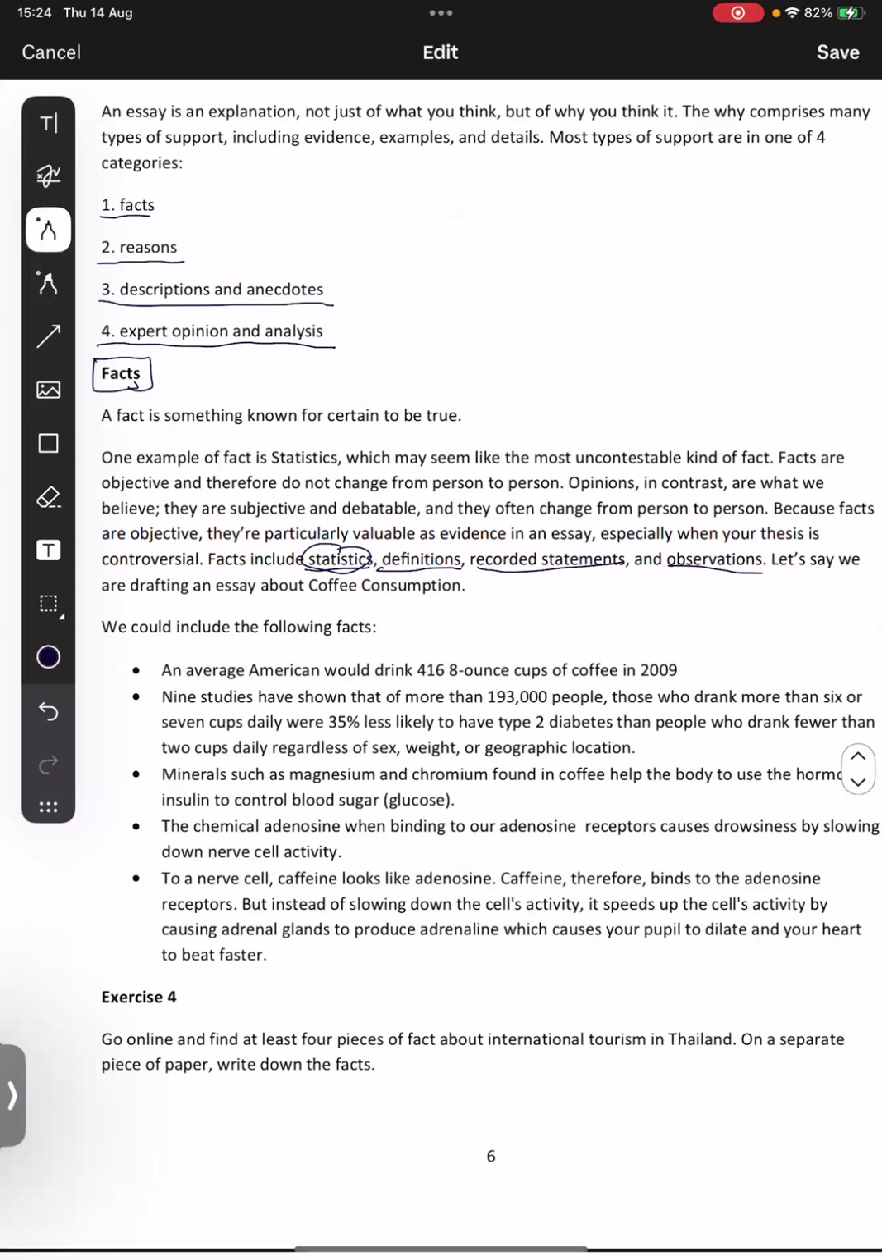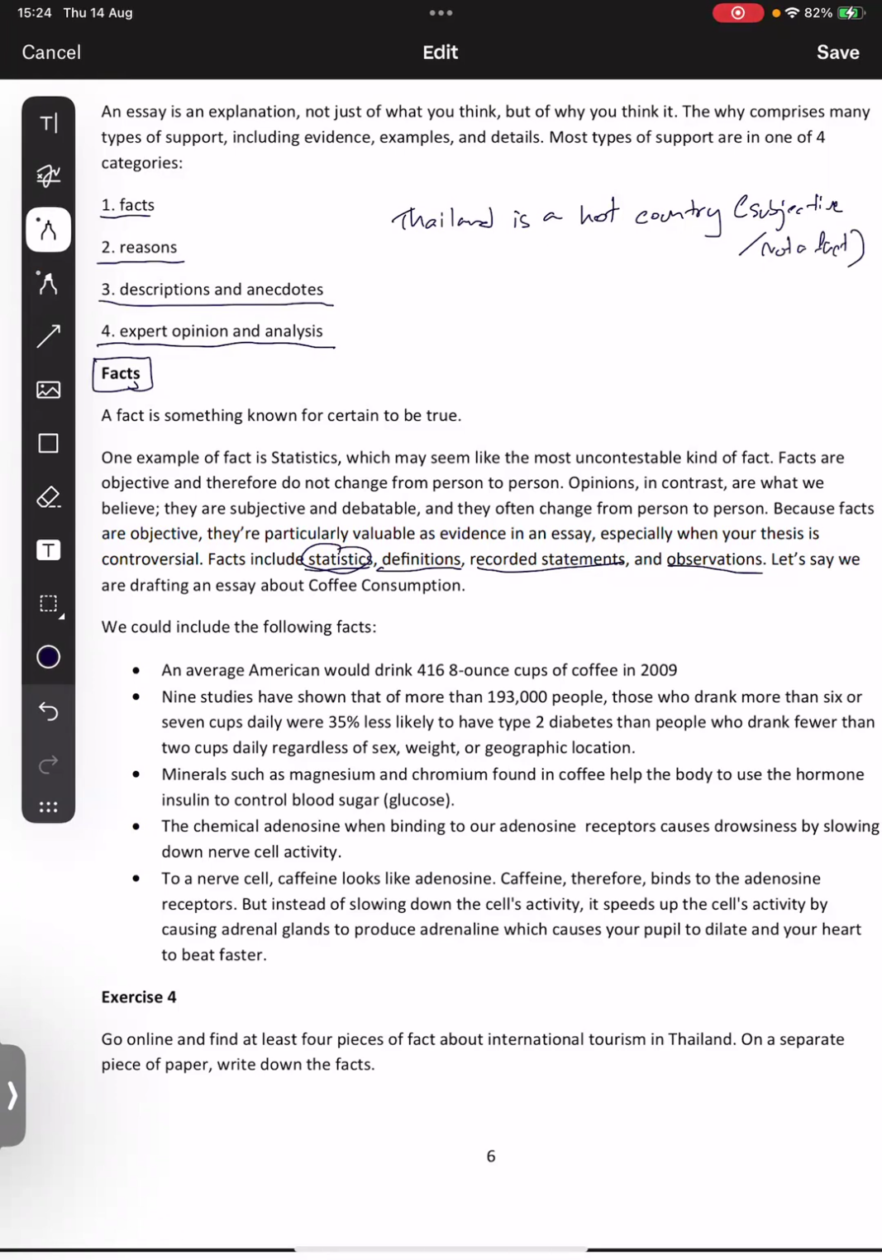If I say Thailand is a hot country, according to you, you know this is true, but is it subjective or objective? Is it a fact or is it not a fact? Answer: it is subjective and not a fact.